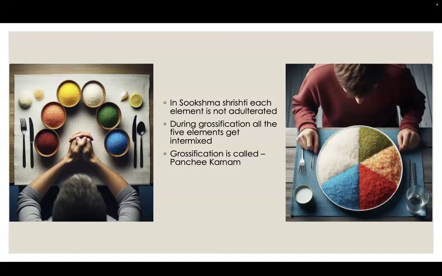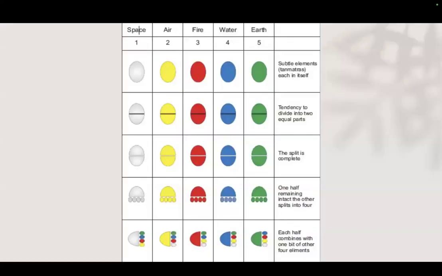The same way Anaka also does that. She divides her blue color rice into half, and the other part she divides into 4 and distributes. This is what is happening in this gross body. That is called Panchikaranam. To explain further with the chart, where space is white color, air is yellow color, fire is red color, water is blue color, and earth is green in color.